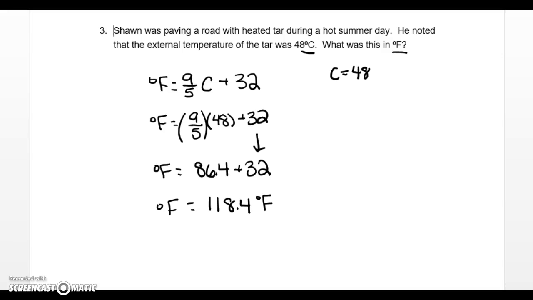All right, so this one here was a word problem. Just to finish off this question, we need to write this as a sentence. Here we're talking about the temperature of the tar. So we could say the temperature of the tar is 118.4 degrees Fahrenheit.